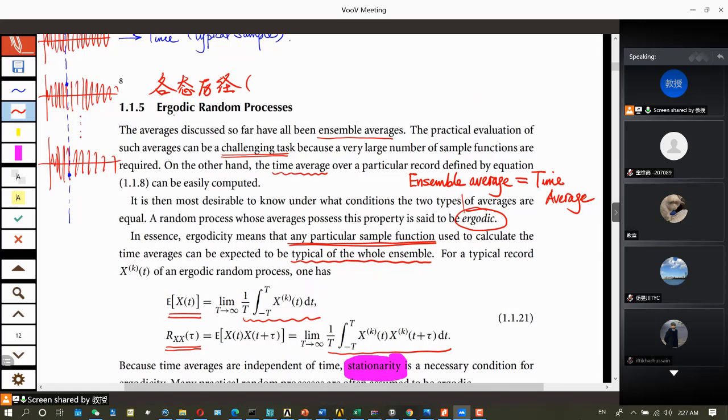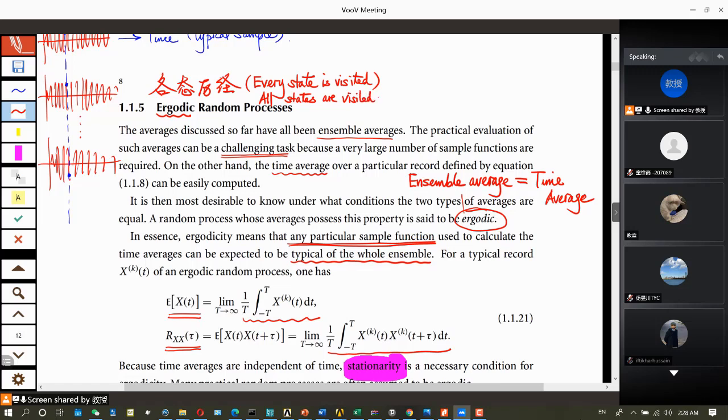So you can call it an ergodic process, or every state is visited. Or you can say all states are visited. Okay, let me explain this.